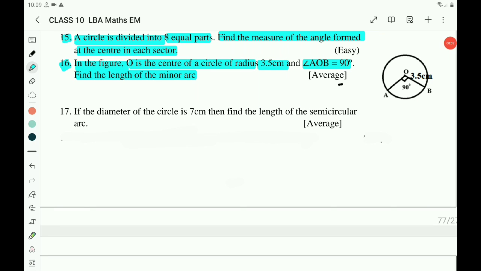Then question number 17. If the diameter of the circle is 7 centimeters, then find the length of the semicircular arc. Here the diameter of the circle is given, and what we have to find out is the length of the semicircular arc. That is nothing but half of the perimeter of the circle. Here r is equal to 7 by 2. Then what is the length of the semicircular arc?